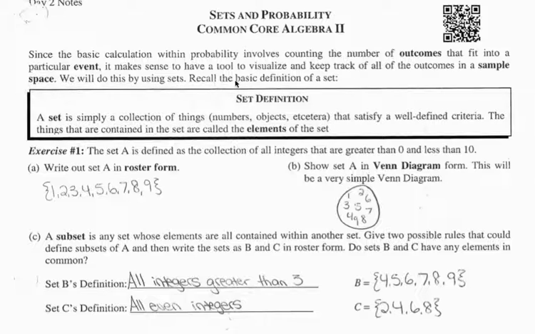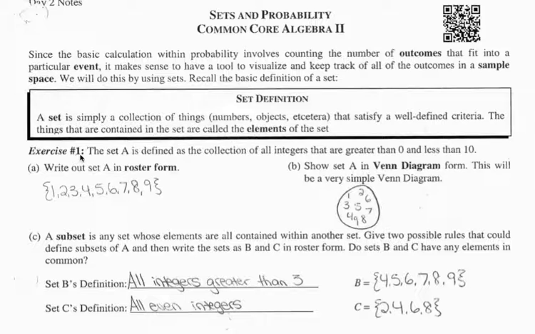So we need to recall the basic definition of a set, and that is identified right here. It states that a set is simply a collection of things. They could be numbers, objects, anything we'd like, that satisfy a well-defined criteria. So we need to be specific. The things that are contained in the set are called the elements of the set.